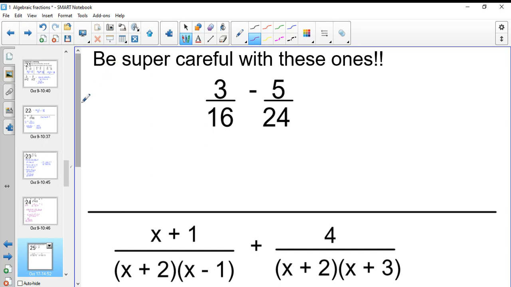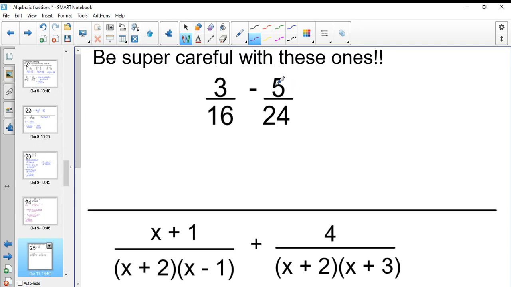The next one is the type they like to give you the most, and this is type 3. 16 is not a factor of 24, but the lowest common multiple of 16 and 24 isn't the product of those two things. That is because there is a factor that they have in common, which is 8. So the lowest common multiple of those two is 48. In this case, you would change them both into 48ths: times by 3, times by 2. In this case, we actually get a negative. Doesn't matter.